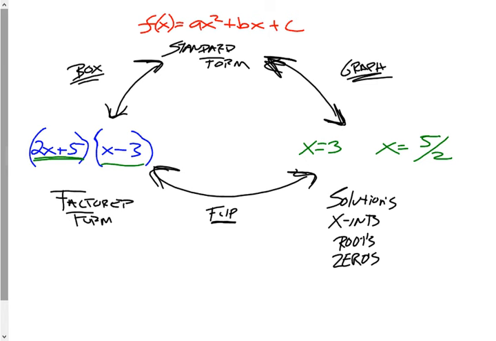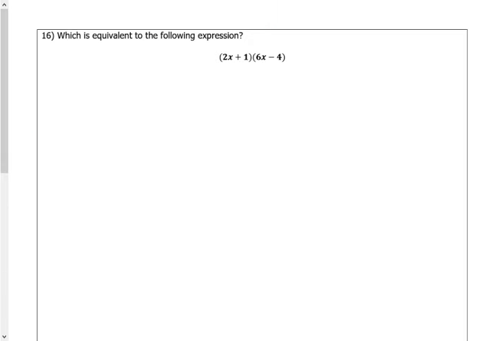Why did I stop and do all this? This is by far the most important thing of the year. You need to be able to understand how to go all the way around with this. Because this question asks you this. This is factored form. I want you to write it in standard form. I want you to multiply this. Well, the only way you guys have to multiply is the box.